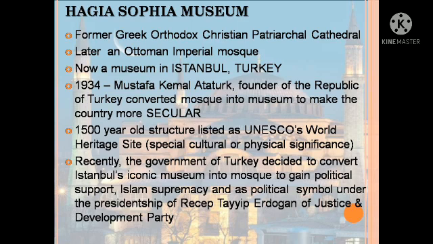This structure was listed as a UNESCO World Heritage Site due to its special cultural and physical significance. But recently, in 2020, the government of Turkey converted this Istanbul iconic UNESCO World Heritage Site into a mosque in order to gain political support from the people and to ensure Islamic supremacy. This mosque will also act as a political symbol. This was supported by President Recep Tayyip Erdogan and his supporters of the Justice and Development Party, AKP.